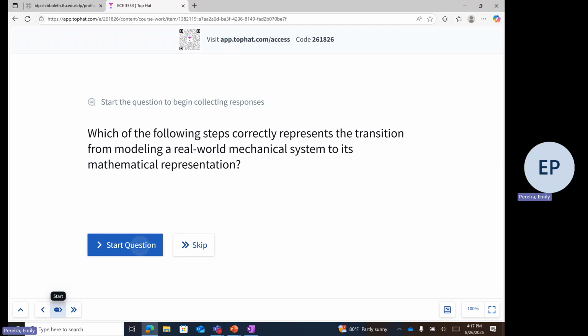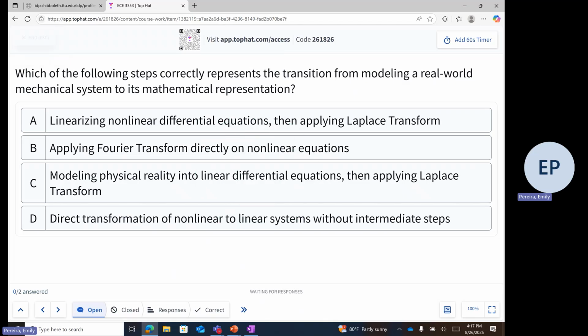Okay, so let's answer the following question. Which steps correctly represent the transition from modeling a real-world mechanical system to its mathematical representation? Is it A, linearizing nonlinear differential equations and then applying the Laplace transform? Is it B, applying the Fourier transform directly on nonlinear equations? Is it C, modeling reality into different linear differential equations, then applying the Laplace transform? Or D, direct transformation of nonlinear systems to linear systems without intermediate steps?